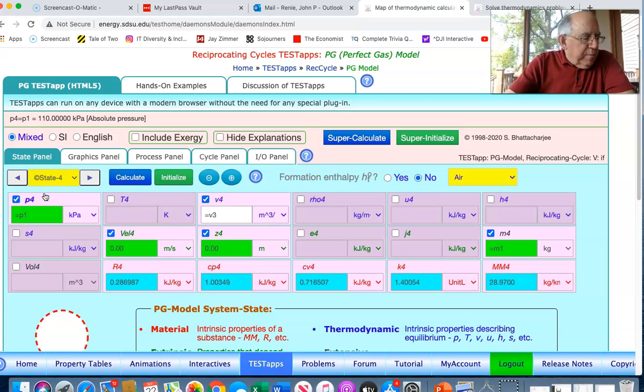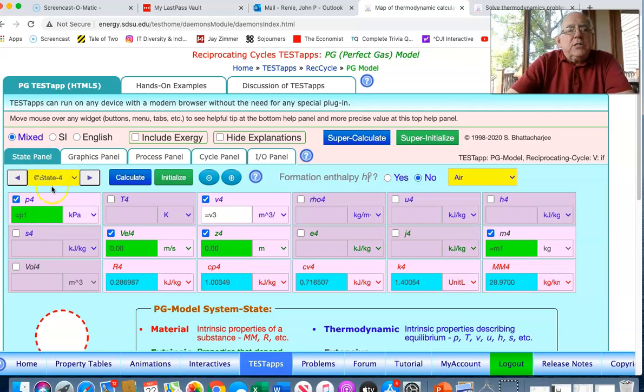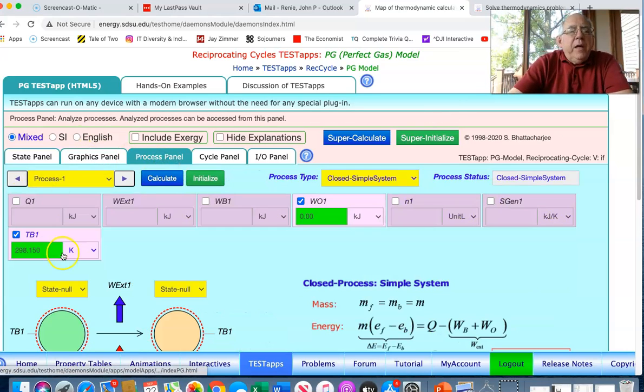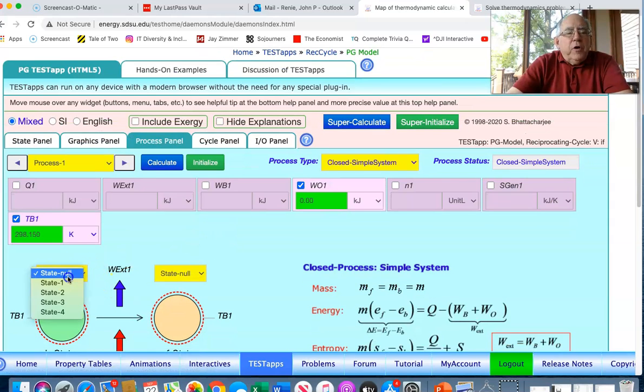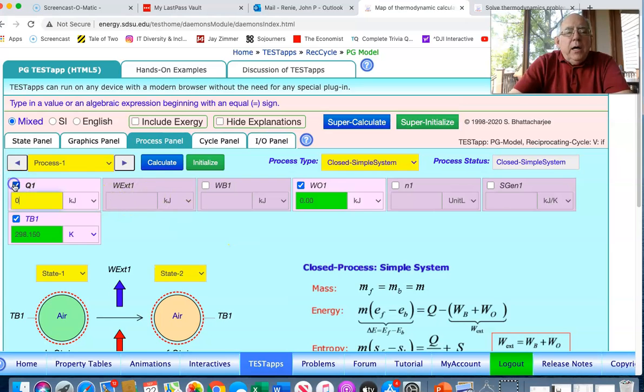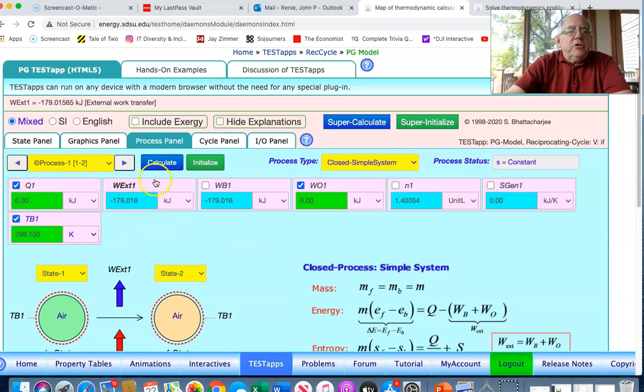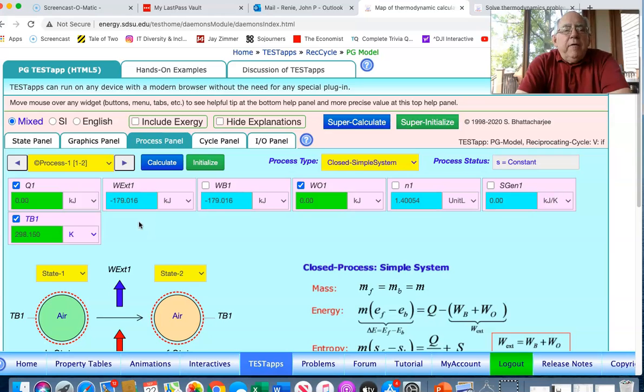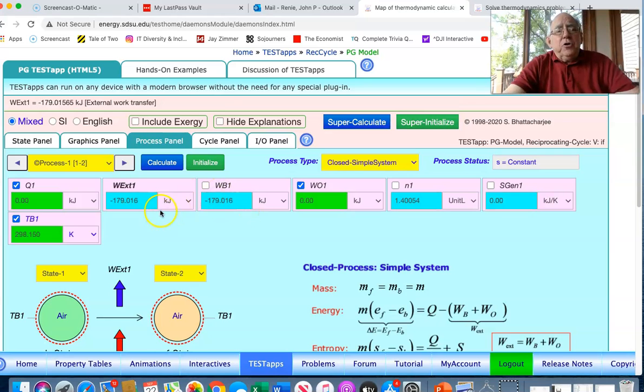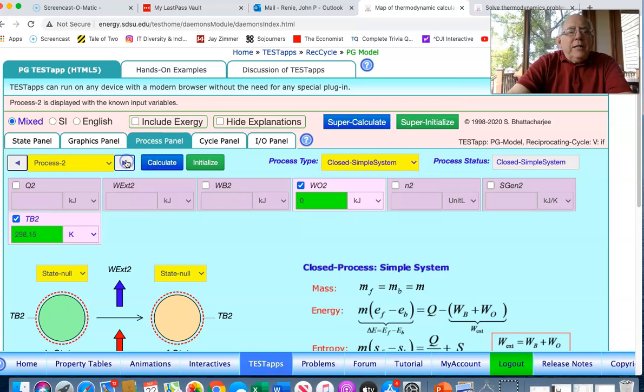As it goes from 4 to 1, that's going to be a constant pressure process. And so we're now ready to go to the process panel. We want to, first of all, put in the isentropic compression. No heat transfer for an isentropic compression. And we see that for that 1 kilogram of mass, there's a certain amount of kilojoules of work required in order to compress it. We then go to process 2.